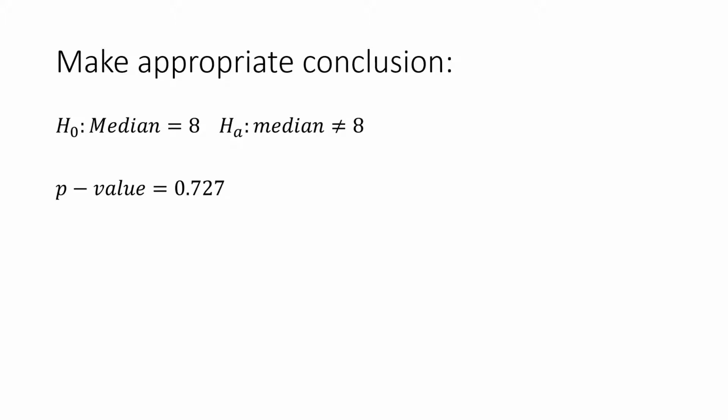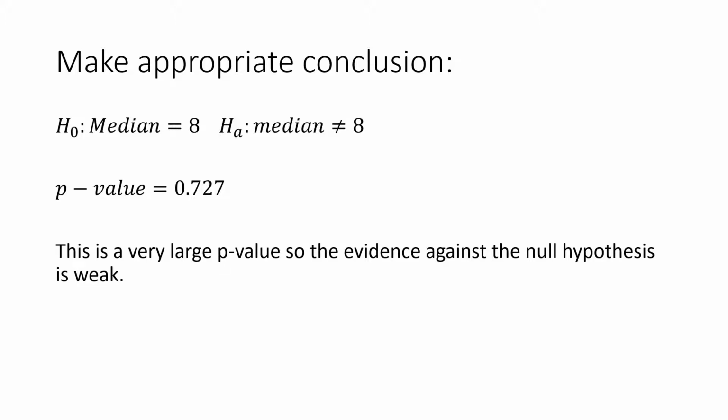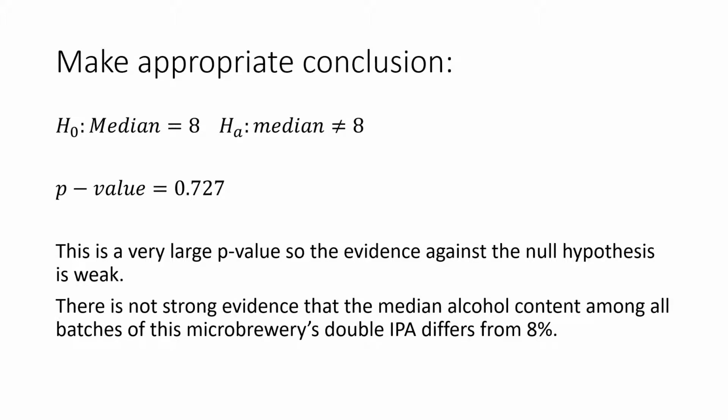Once I have my p-value, I'm going to use it to make an appropriate conclusion. Remember that my null hypothesis is that the median is equal to 8. My alternative is that the median is not equal to 8. The p-value I just calculated was 0.727. This is a very large p-value, so the evidence against the null hypothesis is weak, which means that there is not strong evidence that the median alcohol content among all batches of this microbrewery's double IPA differs from 8%.